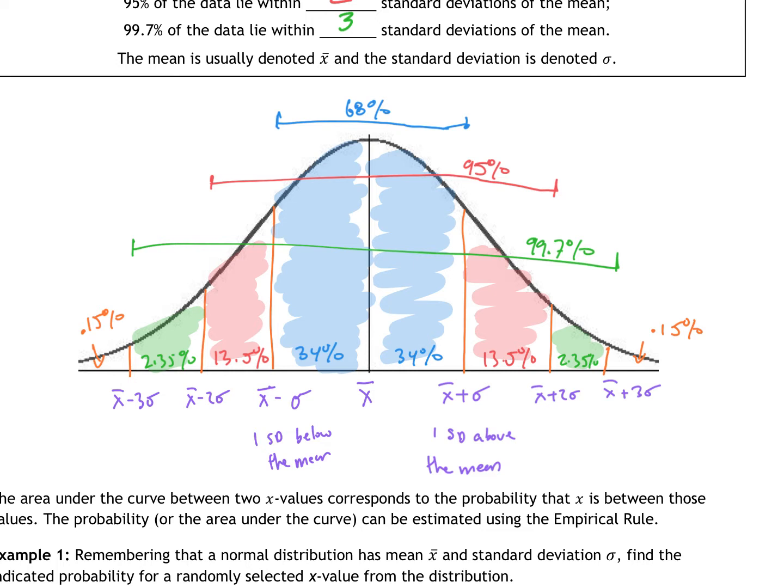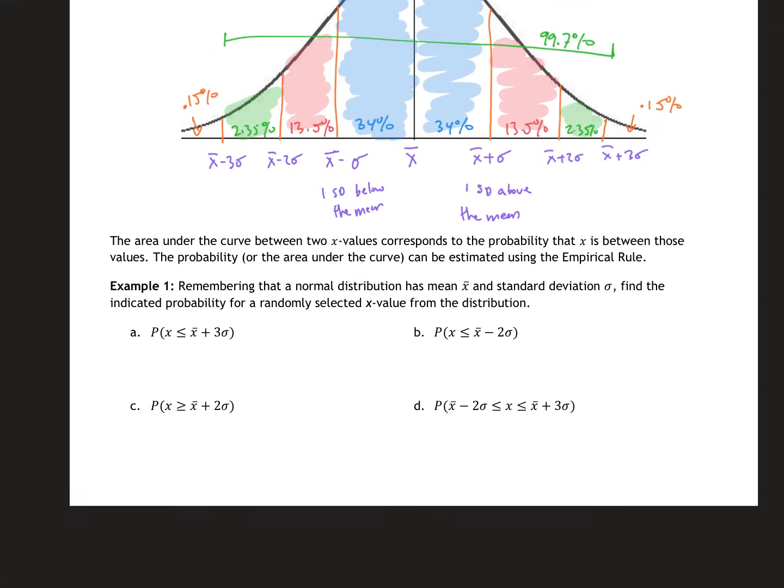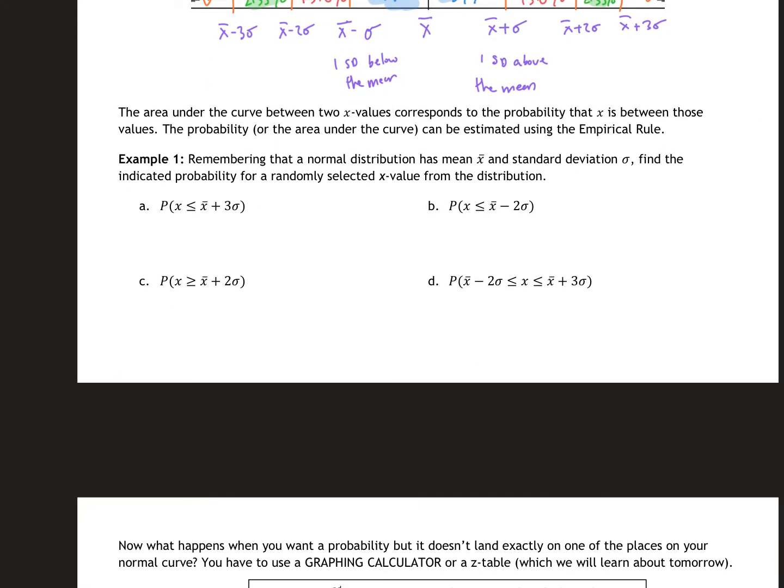So the area under the curve between two x values corresponds to the probability that x is between those two values. The probability or the area under the curve can be estimated by using the empirical rule. So remember that a normal distribution has a mean x and standard deviation. Find the indicated probability of a randomly selected x value for the distribution of the data.